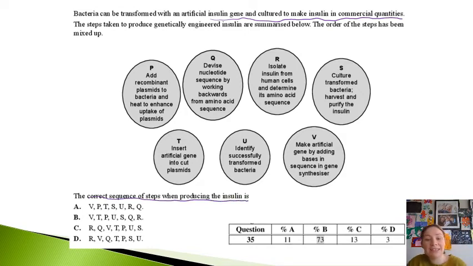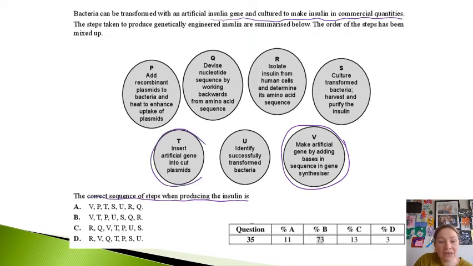To answer this question, and I know the solution is just there in front of you, we basically need to order those steps. So the first thing that happens is that we make an artificial gene by adding a base in a gene synthesizer. So we're making the gene that we want to insert. The second thing that happens is that we insert the artificial gene into the cut plasmid.